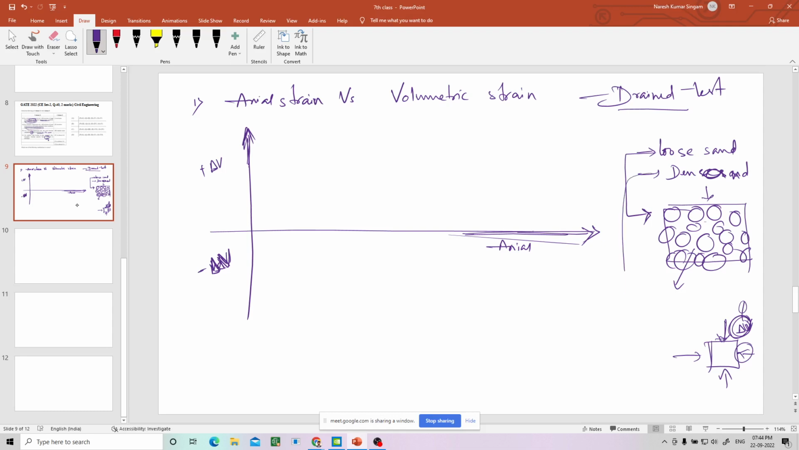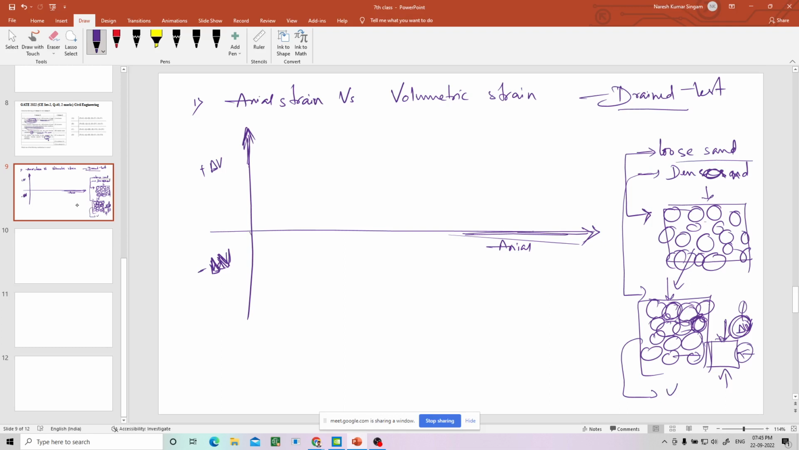Whereas taking the dense sand, already it is so much compacted. The soil particles are very near to each other. Whenever you are applying some load on this, all the particles will try to roll over each other. When they are rolling over each other, what happens? Voids will increase, the total volume will increase. That's how dense sand and loose sand behave when the load is there.